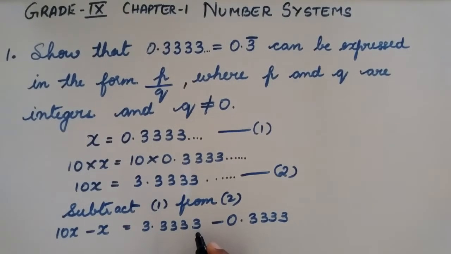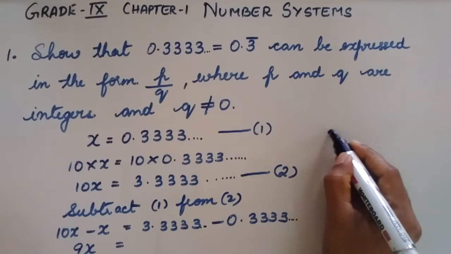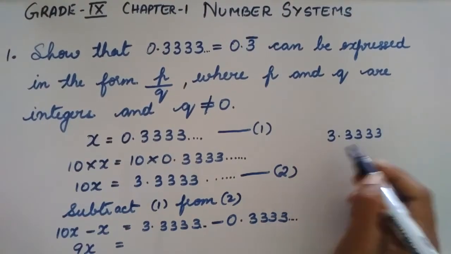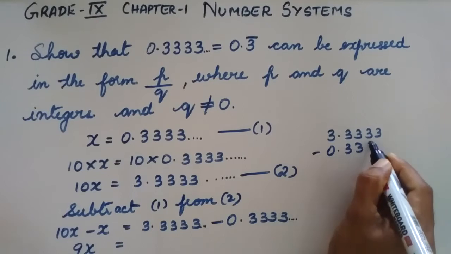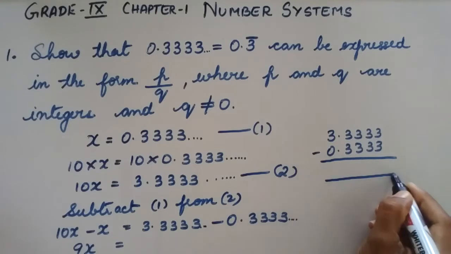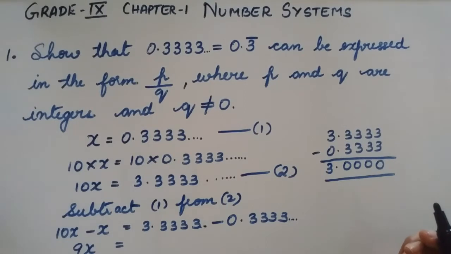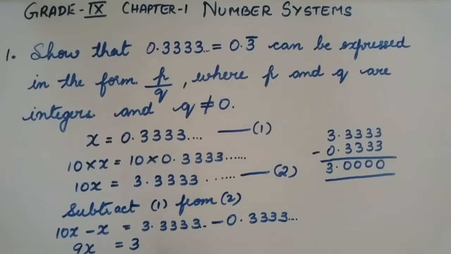And now, what do you get when you subtract here? What is 10x minus x? It is 9x, isn't it, students? It is 9x equal to, now, 3.3333... minus 0.3333... Now let me subtract this. You get 3. So 9x is equal to 3.